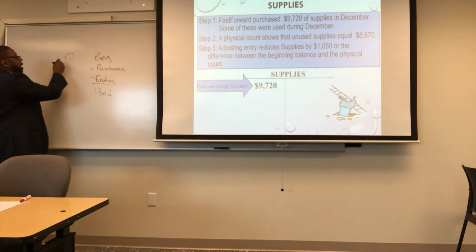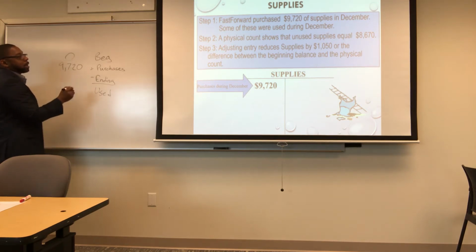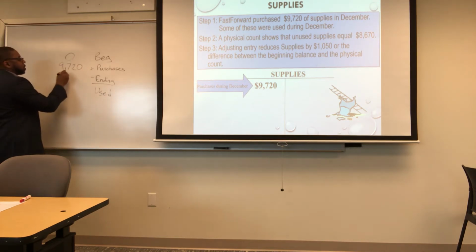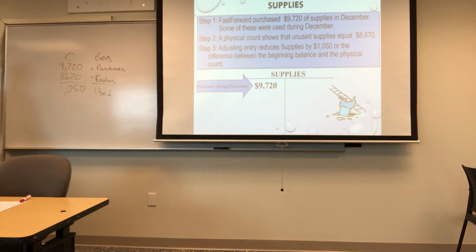Because this company began in this period, they started out with 0 supplies. They purchased $9,720 worth of supplies. They ended with $8,670 worth of supplies. So they had to have used $1,050 worth of supplies. Everyone with me? That $1,050 needs to be expensed off the books.